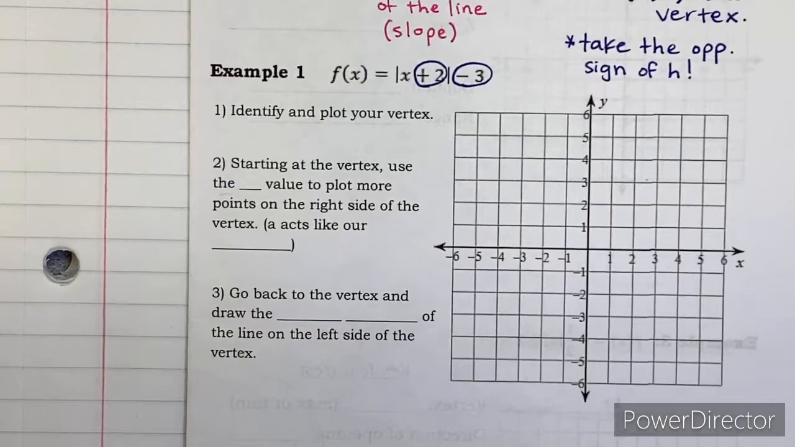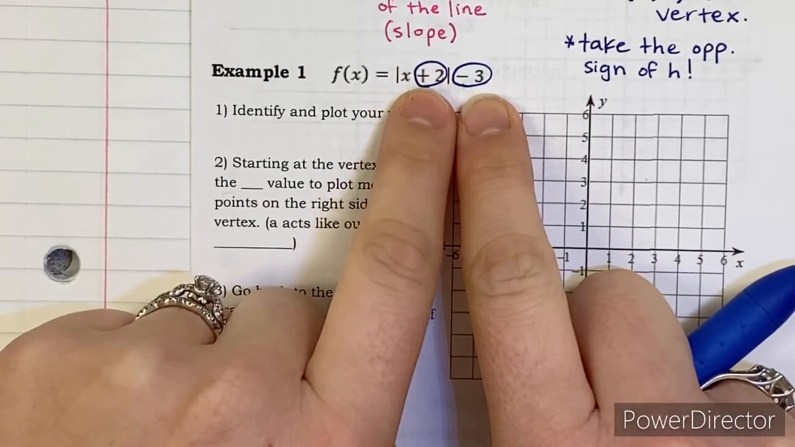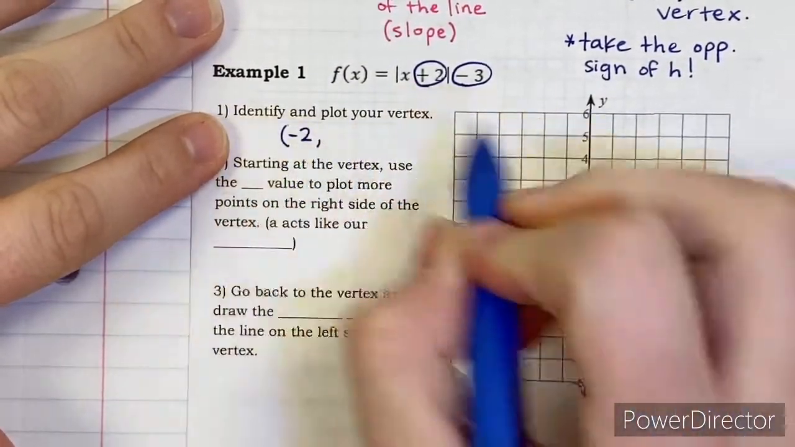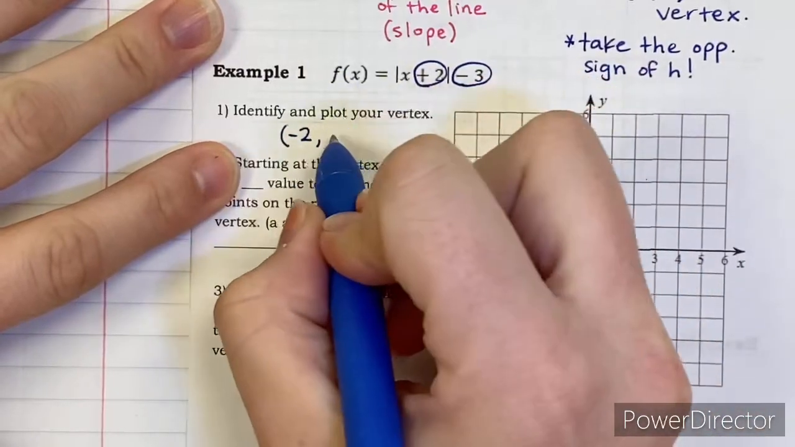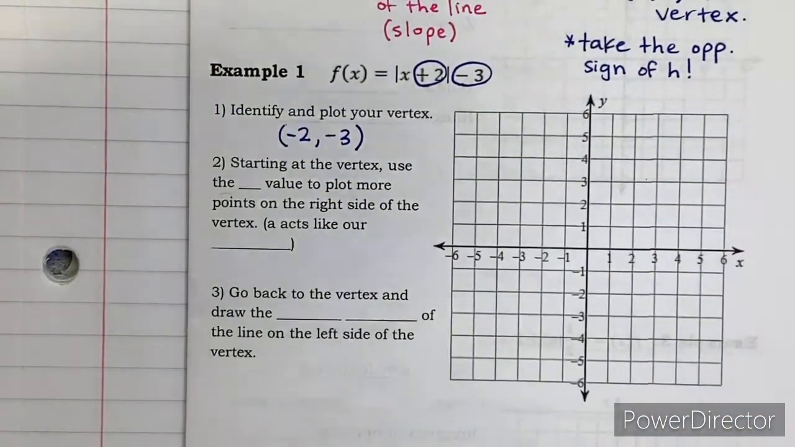So my vertex, this is HK. I need to take the opposite sign of H. So I'm going to have -2. K is going to stay the same. So that's going to be a -3. And there's my vertex. So that's how we pick out the vertex without even looking at the graph.